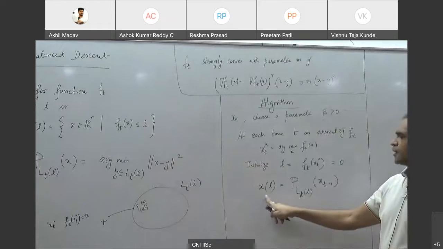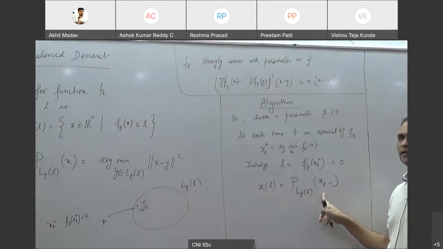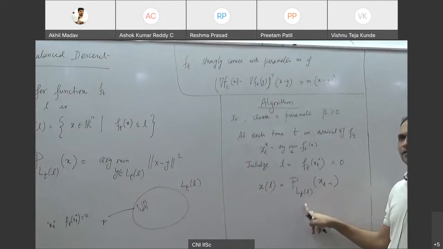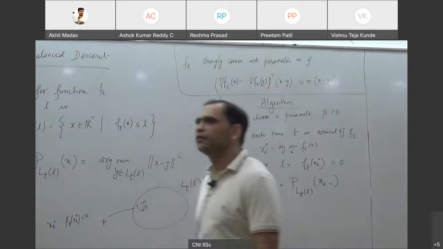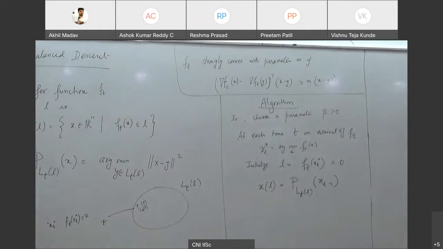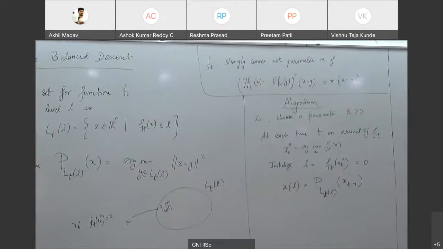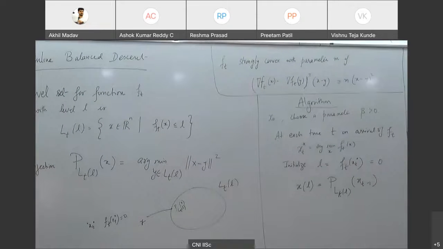So what am I saying? Choose this new point to be just the single term itself. The projection of XT minus 1 on the single term is that single term itself. No, XT minus 1 is the previous step of what I have done. Is that the optimal? I don't know. That's my algorithm. I'm following an algorithm. So the algorithm is spitting out x1, x2, x3. To find x4, I'm only looking at x3. I'm taking the projection of x3 on this level set.